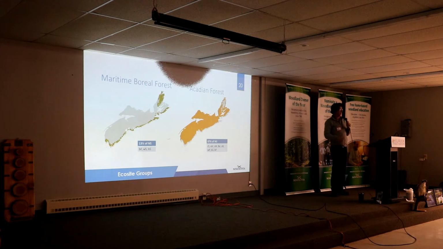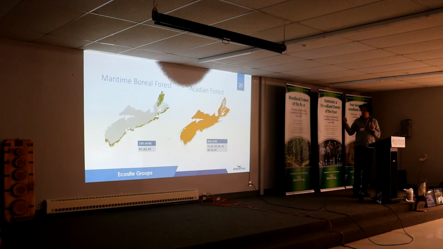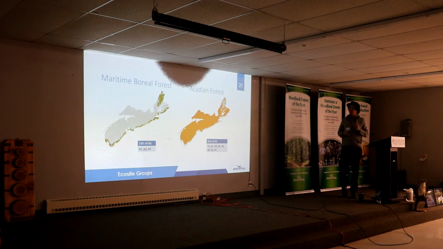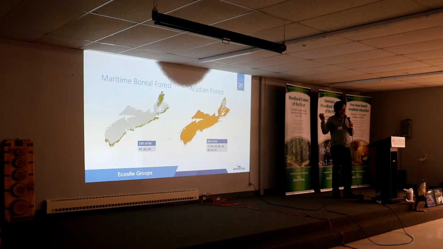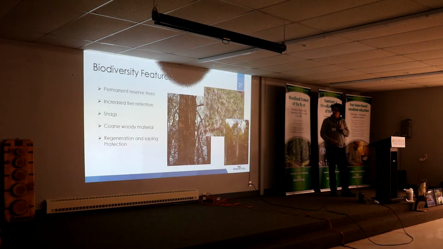An important point here, and Peter highlighted this, is that most of Nova Scotia is the Acadian forest, the Acadian ecosite group, as it's called in the classification guide. And the silvicultural guide, the SGEM, that's being implemented right now, is for the Acadian forest, and there's still ongoing research to support the Maritime Boreal guide that will be worked on continuously as we proceed from here.